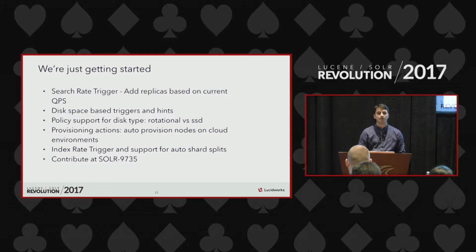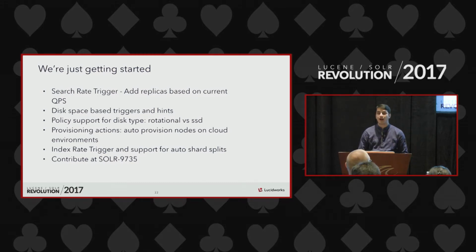We're going to add support for disk types. Right now we are going to expose it in metrics first, but then we are going to add it as a first-class citizen to the policy, so you can just say, diskType:SSD or diskType:rotational to place replicas.